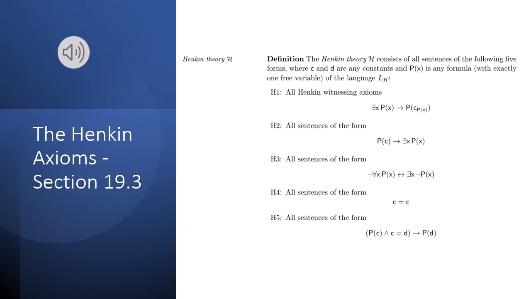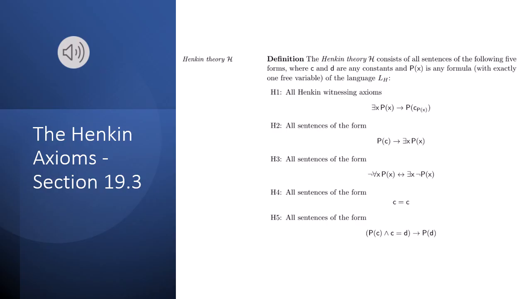Here it looks like a nice list, H1 through H5, but just realize that there are actually infinitely many different statements that we're adding here. In particular, one for every constant C and D in our language, and any formula P of X with one free variable. And these are coming from this expanded language where we added on all of these extra constant symbols that were indexed by our well-formed formulas.